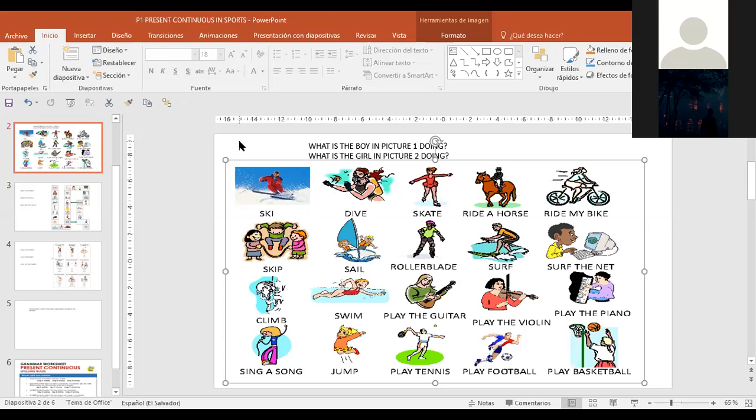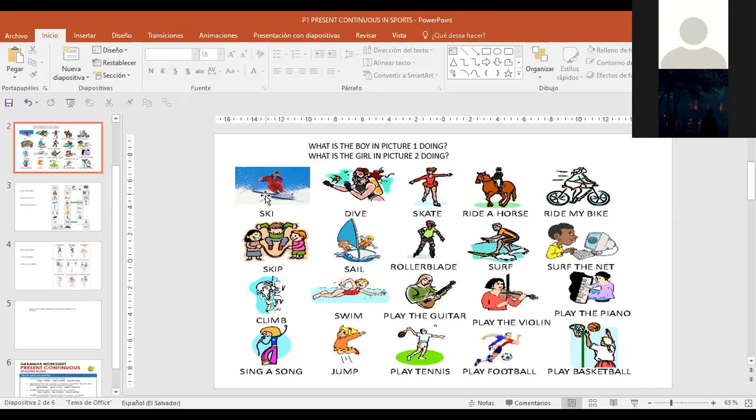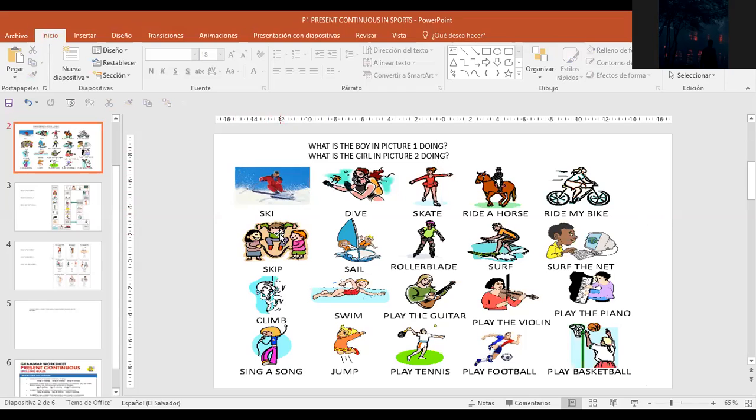Ok. He is skiing. Ok, skiing, very good. Ok, next question. What is the girl in the pictures 2 doing? He is... Diving. Mm-hmm. Okay. Next. What is the girl in the picture 3 doing? She's skating. Skating. Okay, very good. Now you ask, Yanni.